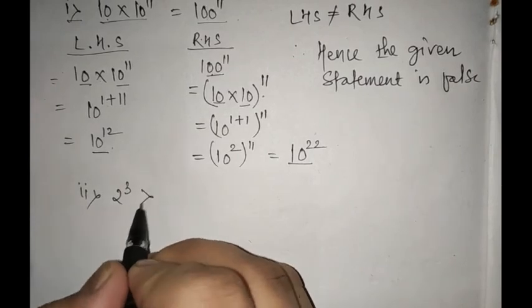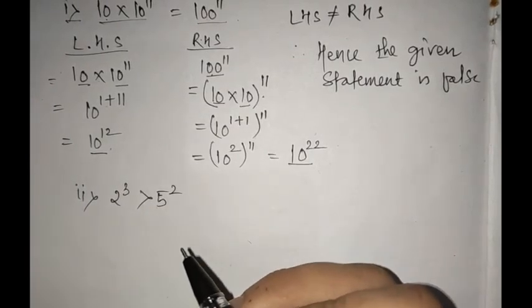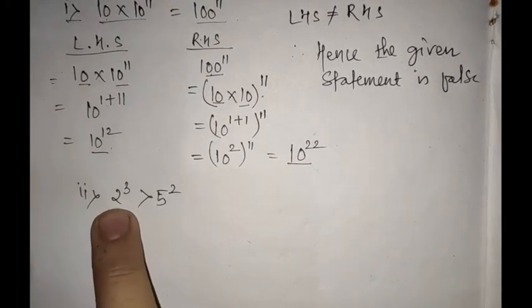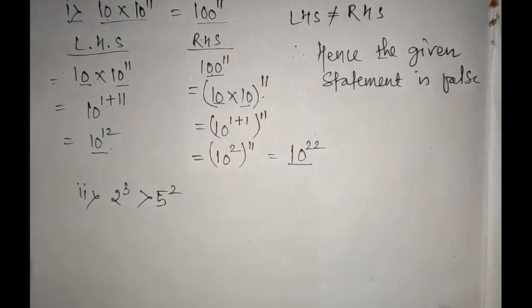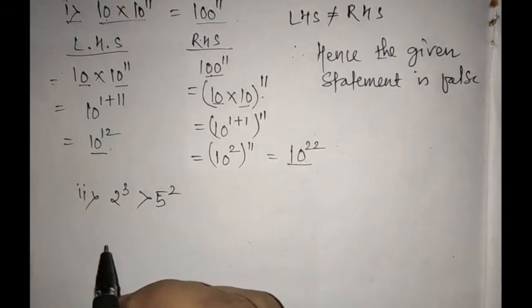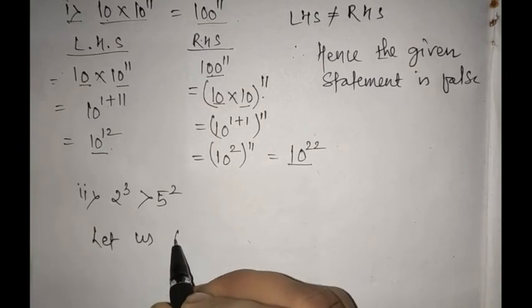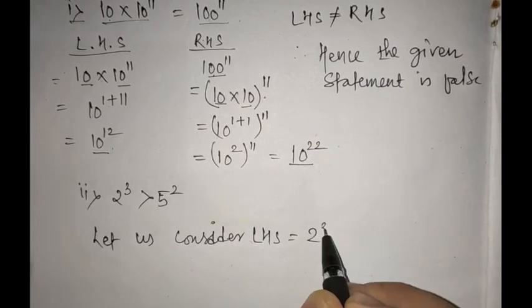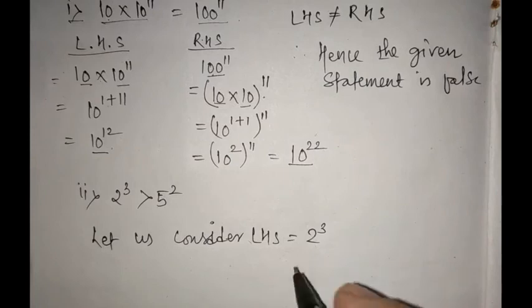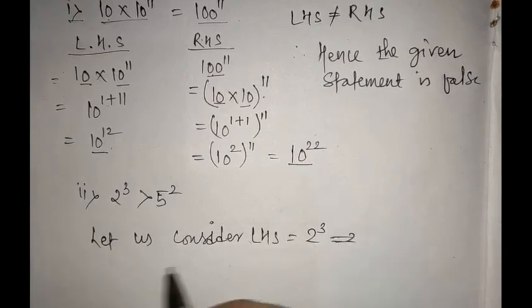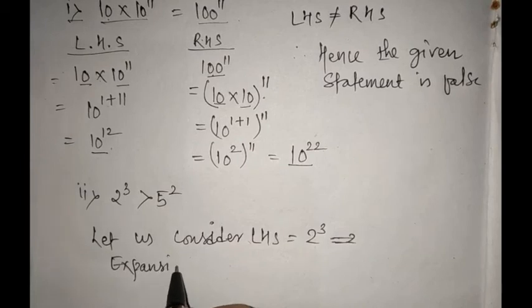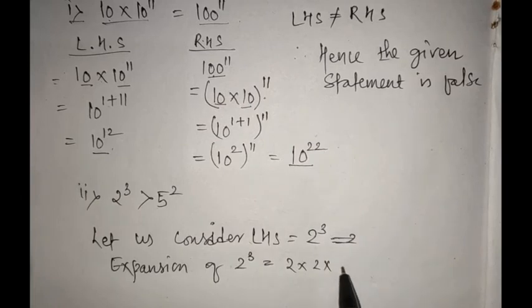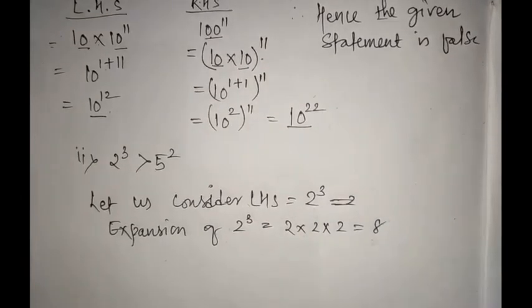The question: 2 cube greater than 5 square. Alright, so 2 cube greater than 5 square. What we are going to do here is, this is your left hand side and this is your right hand side. If both are matching, then we will say it is true, otherwise false. Let us consider LHS is equal to 2 cube. If you expand this, if you try to write the value, the expansion of 2 cube will be 8. 2 to the 2 is 4, 4 into 2 is 8.